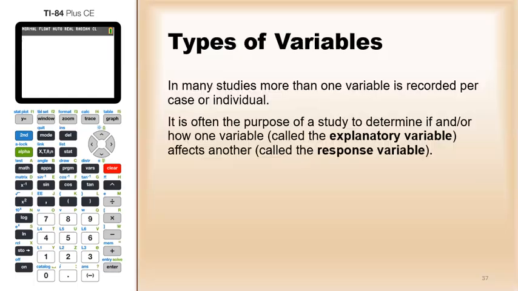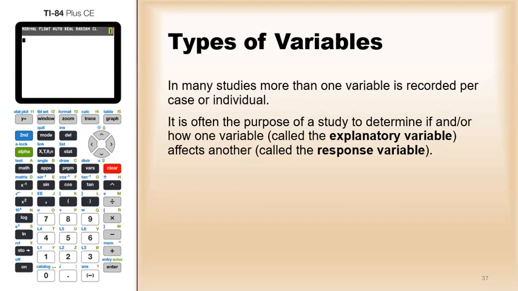Okay, so for two last definitions for this lesson. In many studies, there are more than one variable recorded per case or individual. So it's often a purpose of a study to determine if and/or how one variable, we call the explanatory variable, affects another variable, called the response.